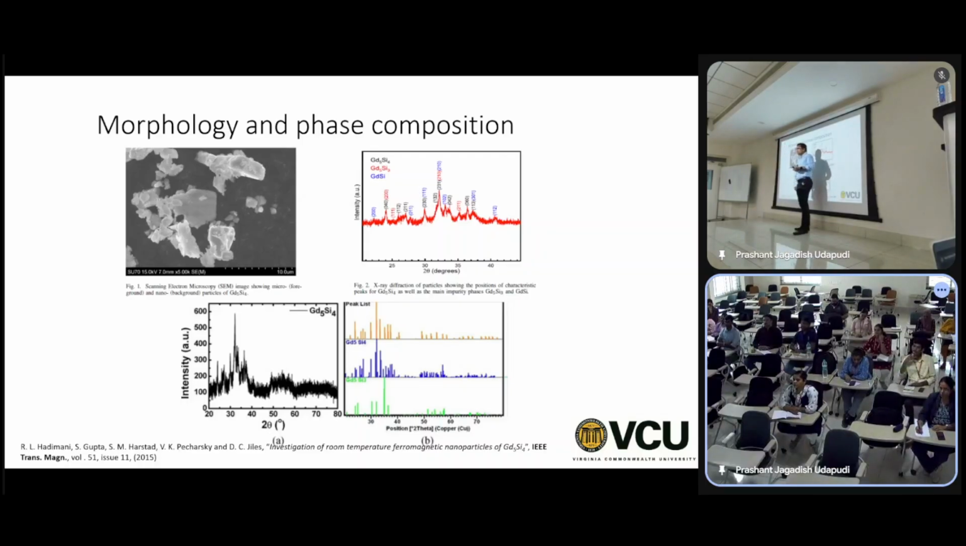But if it said it has 50% of gadolinium and 50% of silicon, that means I know that it's a different phase. It's off stoichiometry, or it's not gadolinium 5 silicon 4, it's gadolinium silicon. Okay, so that's how I can know what phase it has formed.